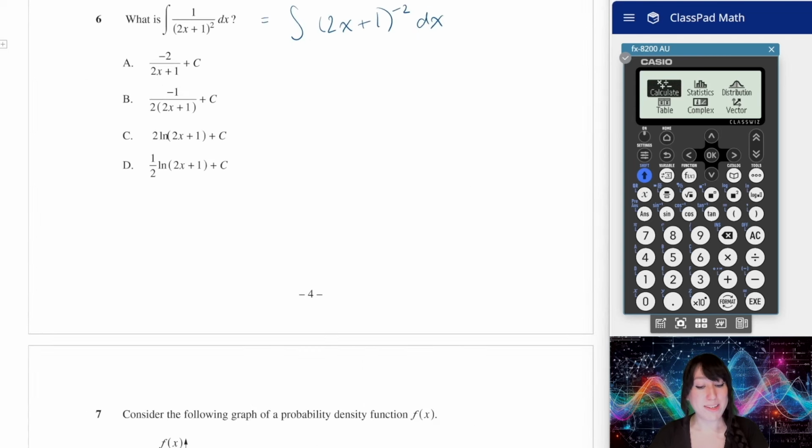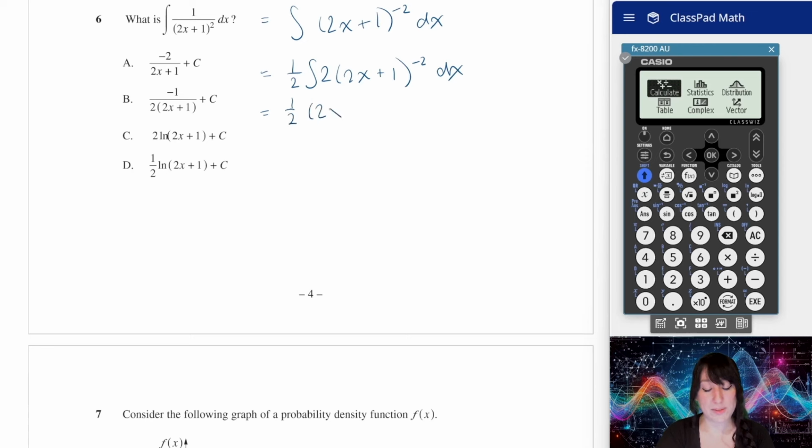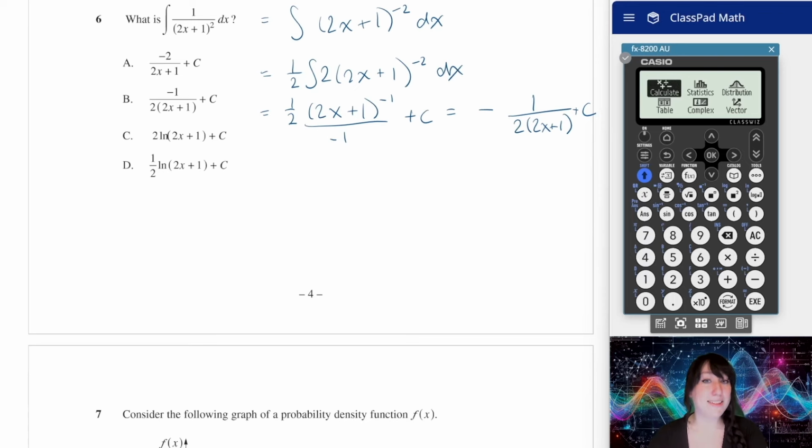Now, to reverse the chain rule, we'll want to see the derivative of 2x plus 1, which is just 2, multiplied to this function. Since it is not multiplied by 2 currently, we'll multiply this integral by a half and by 2 at the same time. That means we're just multiplying by 1, and we'll be able to use the reverse chain rule for the integral. So that will equal 1/2 times (2x plus 1) to the negative 1 divided by the new power of negative 1, plus c. And when we simplify that, we'll have negative 1 over 2 times (2x plus 1), plus c. So the answer is B.